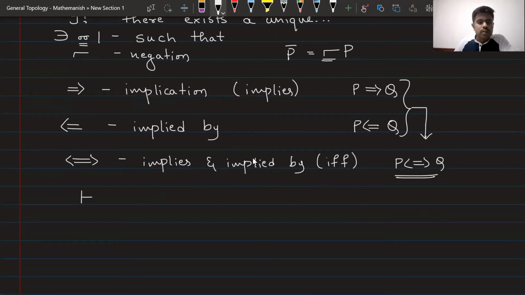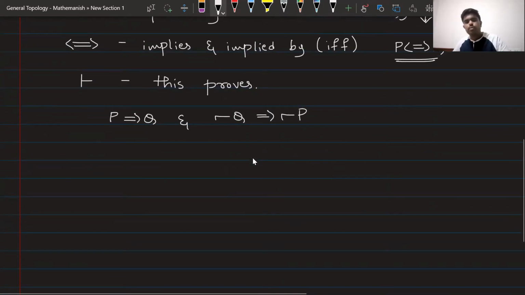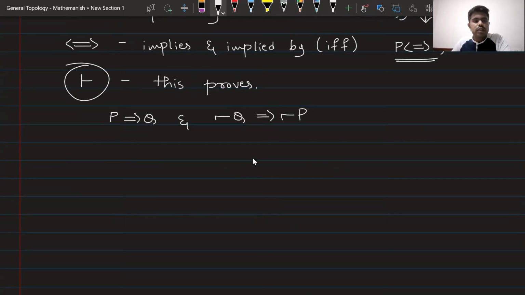It's called turnstile. This means this proves. So I told you that these two statements, that is P implies Q and not Q implies not P, are logically equivalent, and hence it is sufficient to prove not Q implies not P if we have to prove P implies Q. So just to see where to use this symbol, I'll show you. We can say that not Q implies not P proves P implies Q.